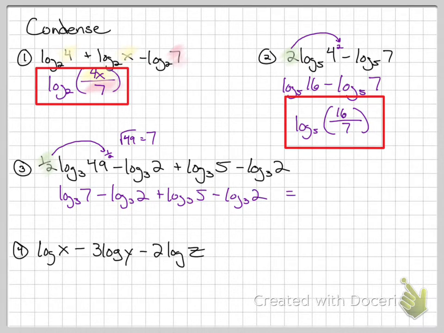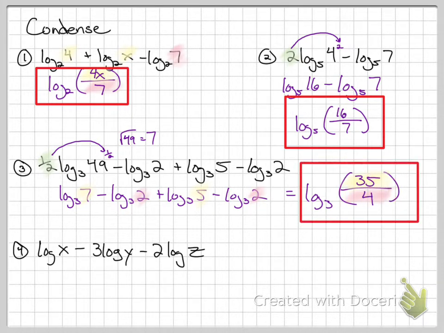I'm going to write my answer over here. Log 3 of a fraction. The positive ones will end up on top together, multiplied together on top. The negative ones will end up on the bottom, multiplied together. 7 times 5 is 35. 2 times 2 is 4. I can't divide that, so that's my answer. Log base 3 of 35 over 4. See if you can do the last one. Start with coefficients.